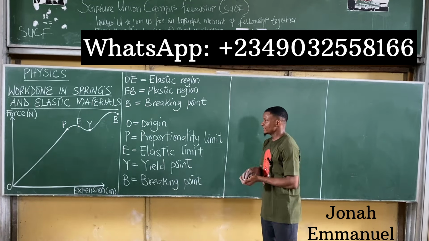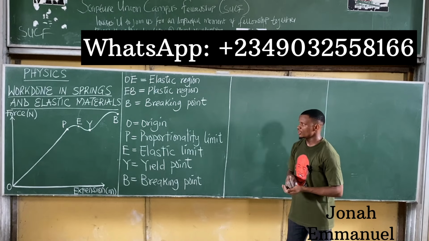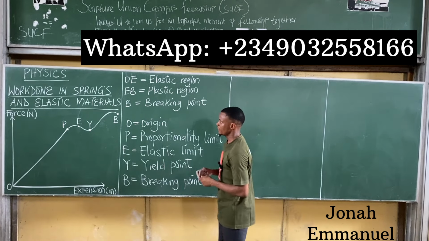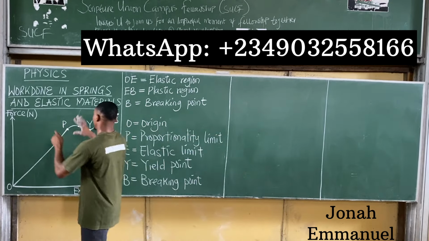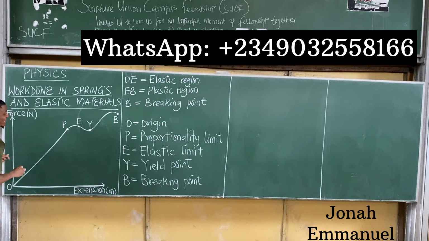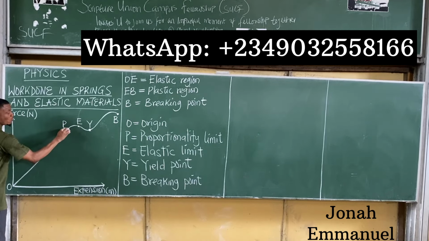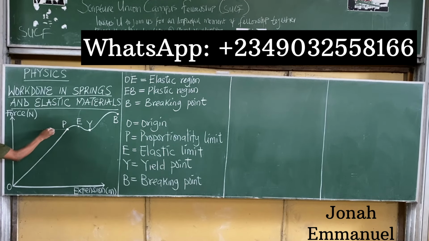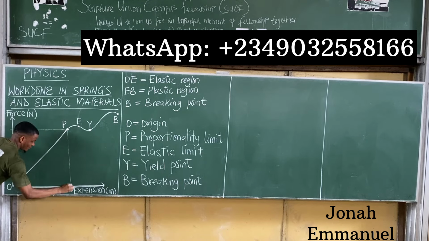All right, so with that being said, let's now consider fully the concept of work done in springs. Now, let's say I have this one here. From here, we can see that the maximum force within the proportionality limit is this part here. So if I take this point here, whichever force I have here, this one here, and then this one here.